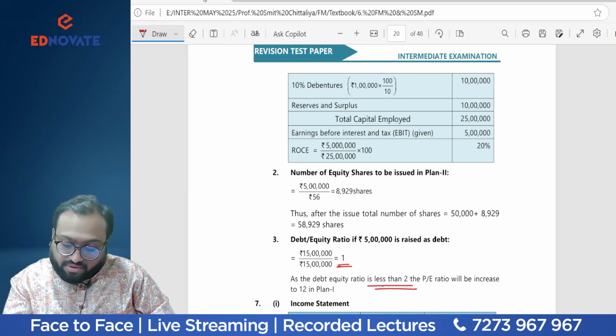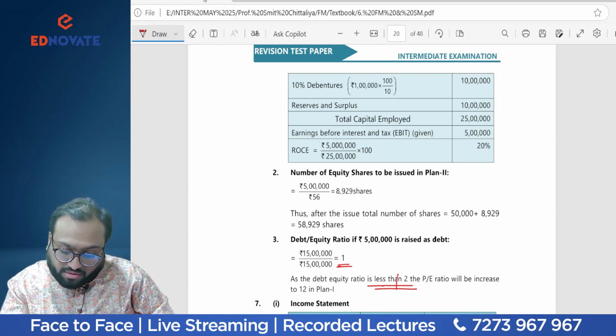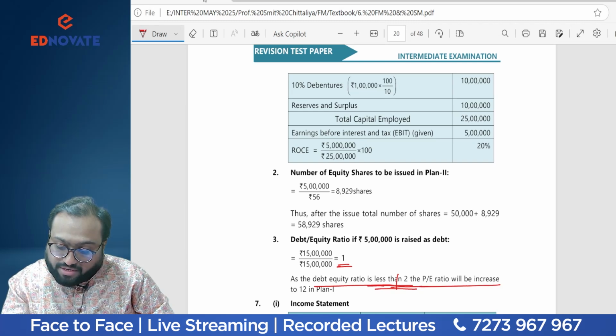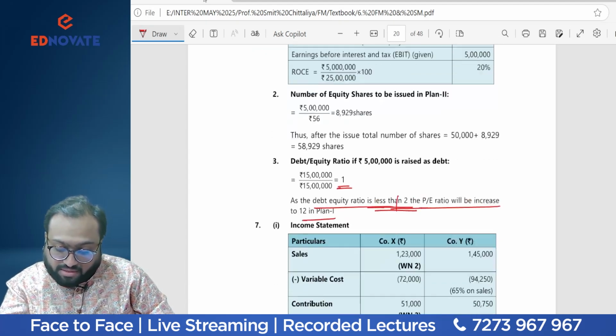Yeah, as in the plan 1, perfectly. As in the plan 1, if debt equity is less than 2, P/E ratio will increase to 12 in plan 1. Yes, sir.